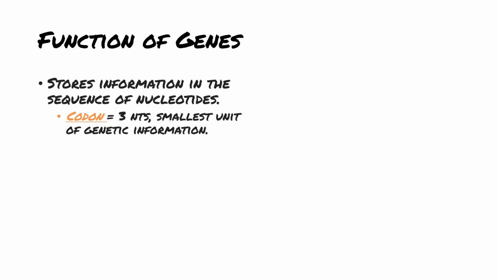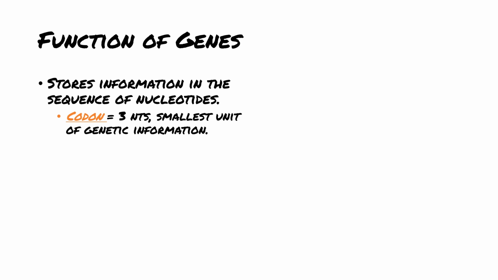Now that we've talked about the structure of genes, we can talk about the function of genes, which is to store information. The way that information is stored in our genes is actually dependent on the sequence of nucleotides. What that means is that the specific order in which our nucleotides are linked to each other actually influences the information that's stored. A codon is a term used to refer to a sequence of 3 nucleotides, and it's the smallest unit of genetic information.